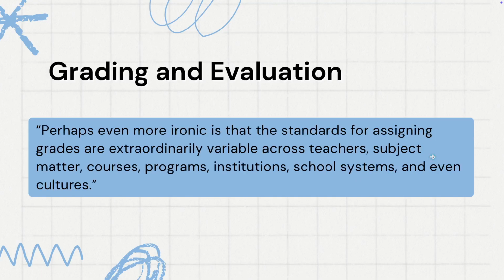Okay, and the last one, perhaps even more ironic, is that the standards for assigning grades are extraordinarily variable across teachers, subject matter, courses, programs, institutions, school systems, and even cultures. So these grades, even though they are so important for our evaluation, jobs, future study opportunities, every teacher, every school, every course, the grading system might be different. So you take a course from one professor or another professor, your grade could be totally different based on their own perceptions of what constitutes a good grade. So, the whole system definitely has its flaws, and the best that we can do as a teacher is try to create a system that matches what the school wants, what the students expect, and what you believe in.